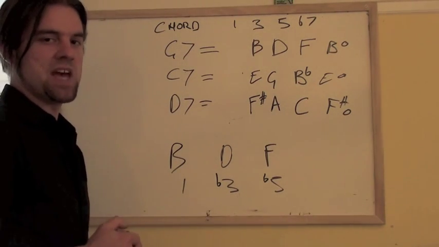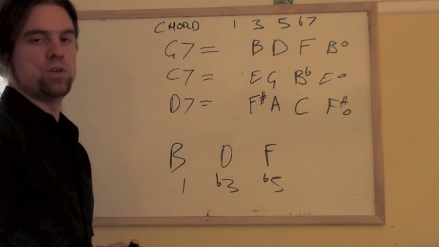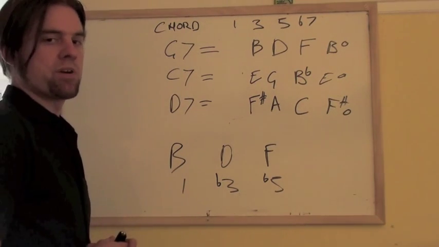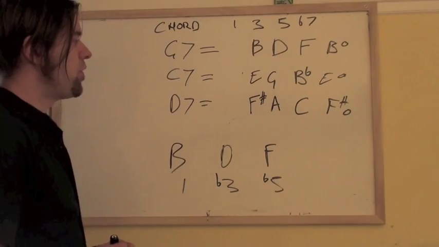Now I'm going to play you an example of how you could use these triads over a progression, a dominant 1-4-5 progression.